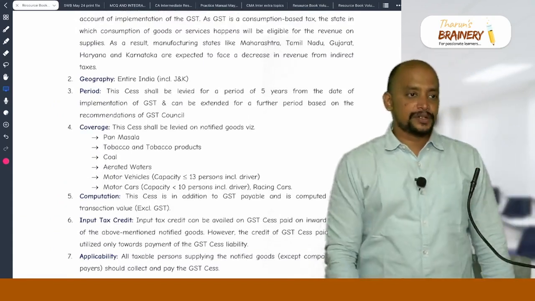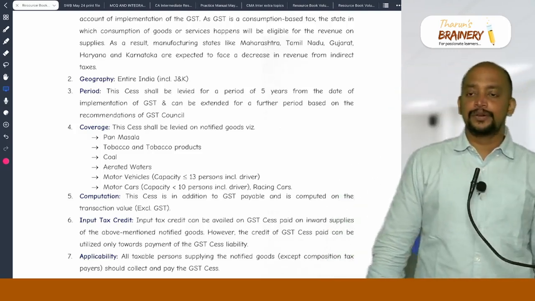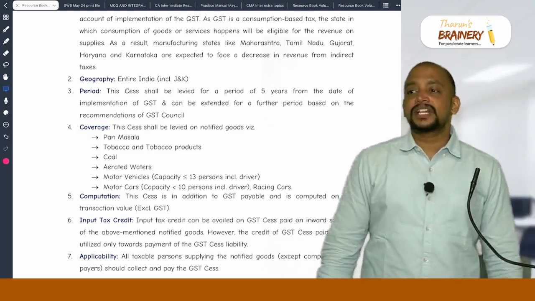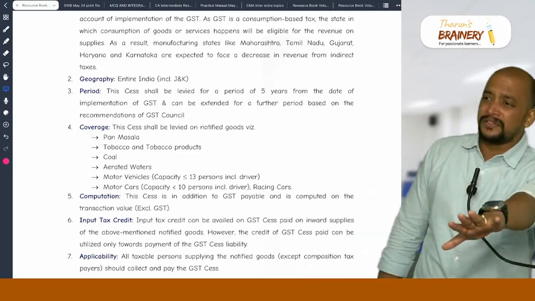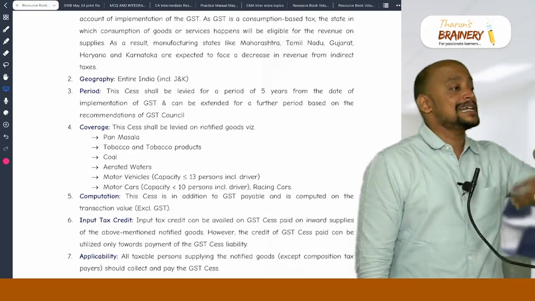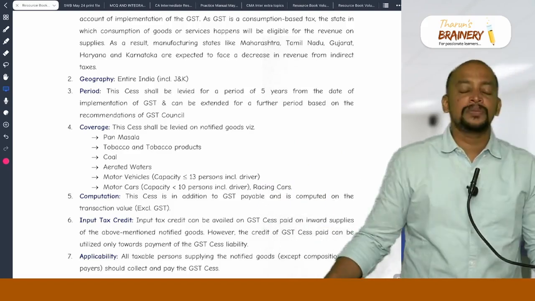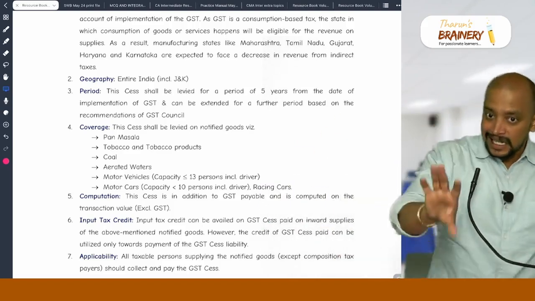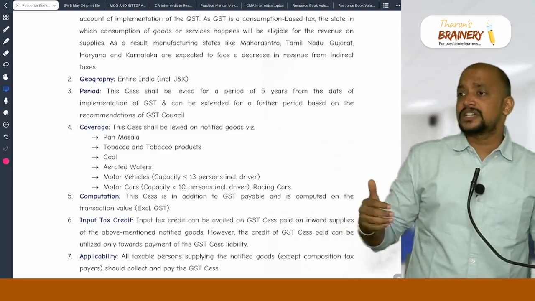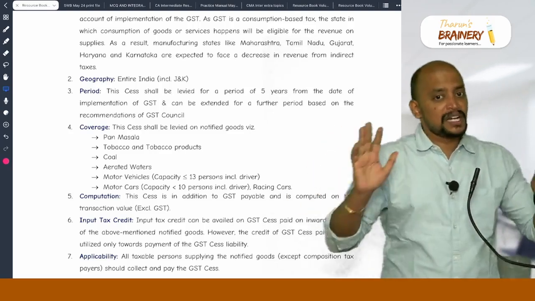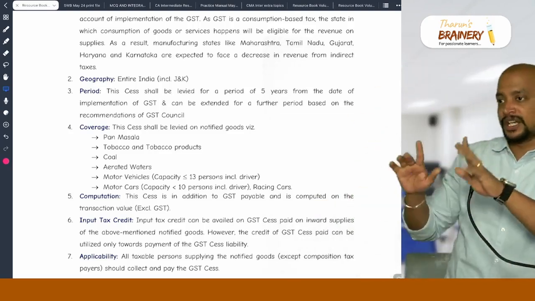Then, is this compensation cess on all goods or only on the notified goods? Only on the notified goods. Should we remember those notified goods? Not required. If it is given in the question itself, if they give GST rate 28%, the rates will be given in the question. You don't have to remember the rates, unless it is the composition scheme or some other rates, whichever I tell, those rates only you remember. But otherwise, the regular GST rates or the compensation cess rates will be given in the question. If the compensation cess is given, you do the computation, otherwise not required.